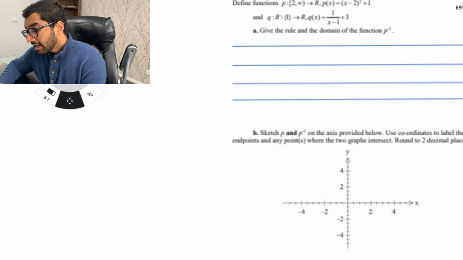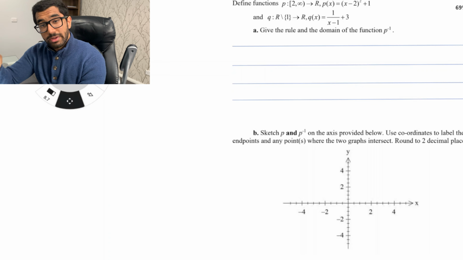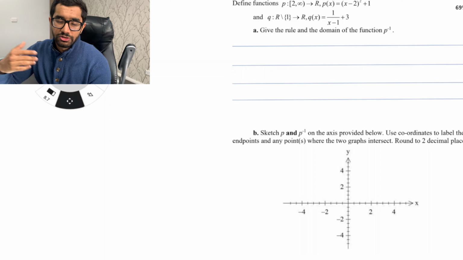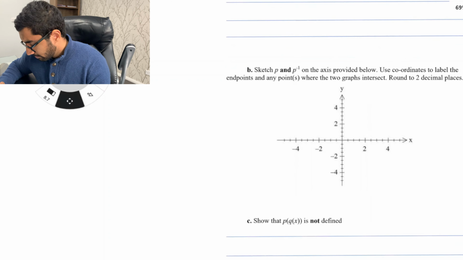Part B, sketch p and p inverse. All you need to be careful with in this case is remember the domain restriction on p of x, and remember that inverses are reflections of each other in the line y equals x. You remember those two things, you should be good to go, okay?